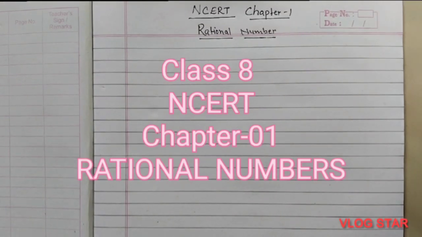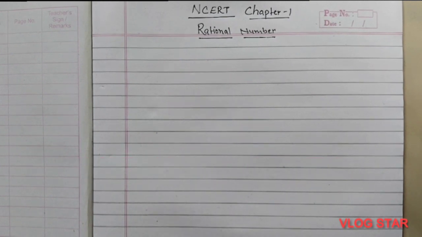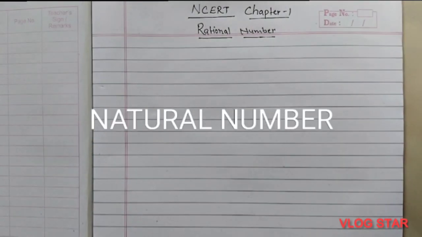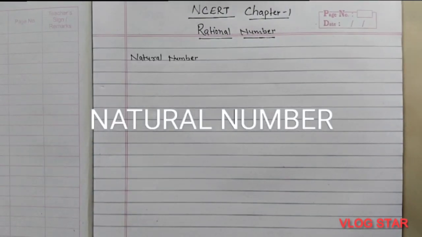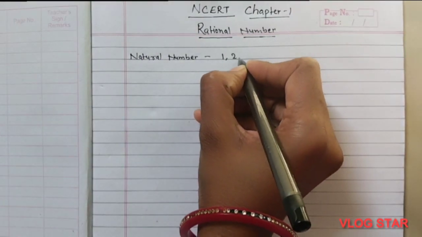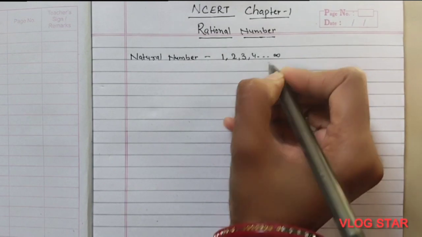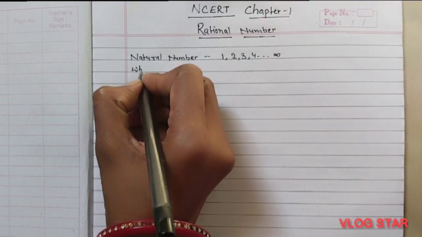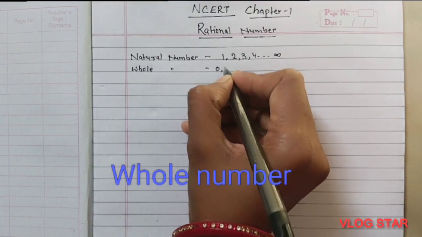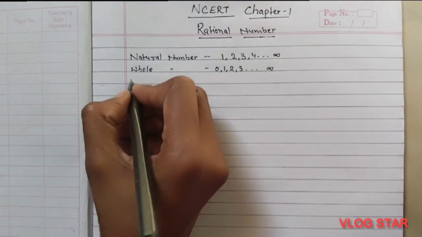Now I'm going to start NCERT book chapter 1, rational numbers. Before we start, we will learn about some numbers. First of all, you all know the natural numbers, which start from 1, 2, 3, 4 and so on up to infinity. And the second is whole numbers, which start from 0, 1, 2, 3 up to infinity.